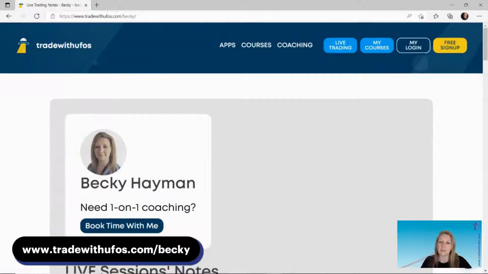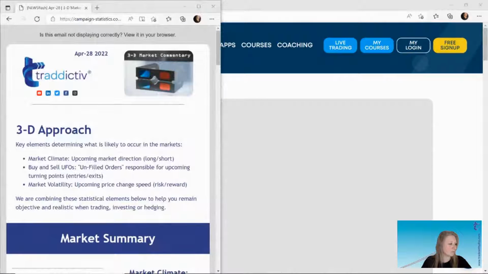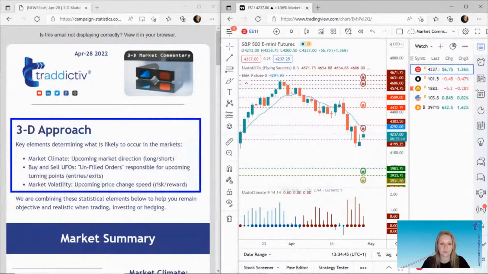So the 3D market commentary, what is it? We send an email out every day, Monday to Friday, that looks like this, and it has information on major world markets. So we'll look at the charts as well. We call it a 3D market commentary or a 3D approach because we look at three major elements per market. The first one is market climate. Market climate is essentially what's the likely upcoming market direction. Is it likely to go up, down, or nowhere?